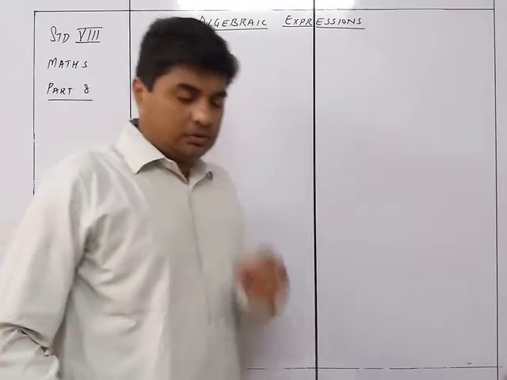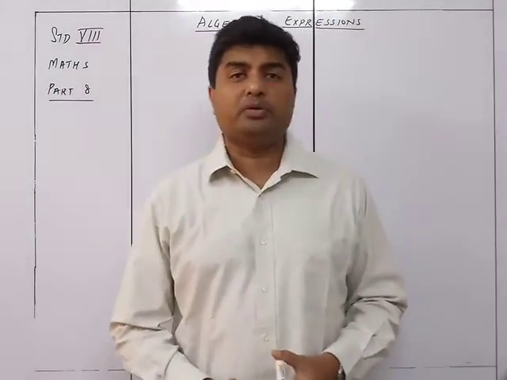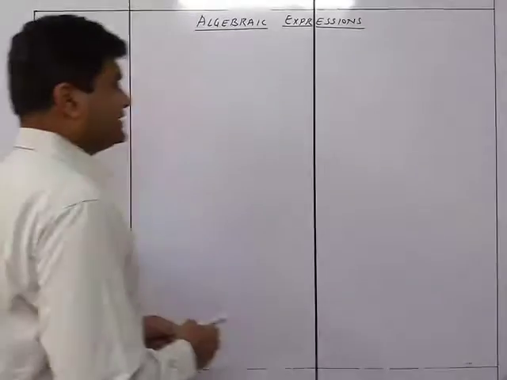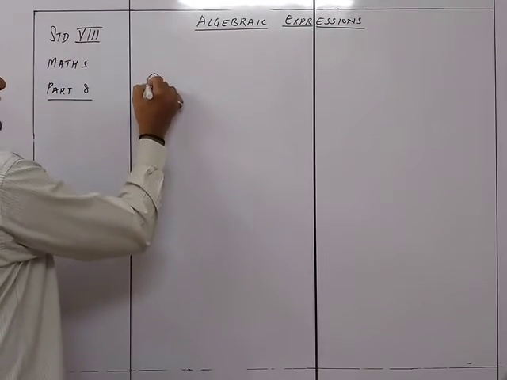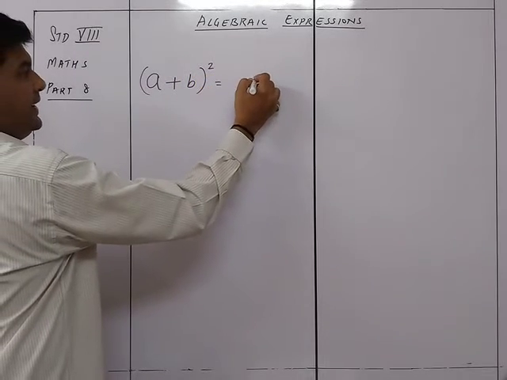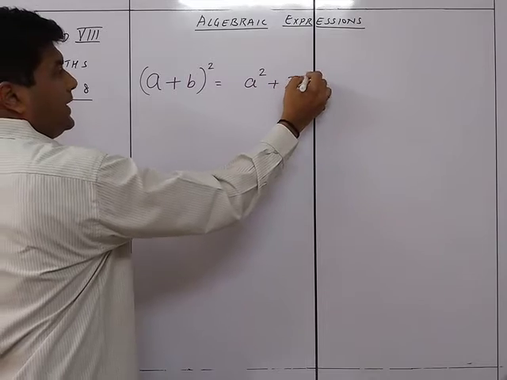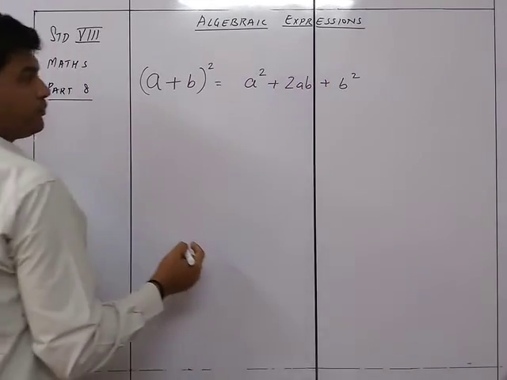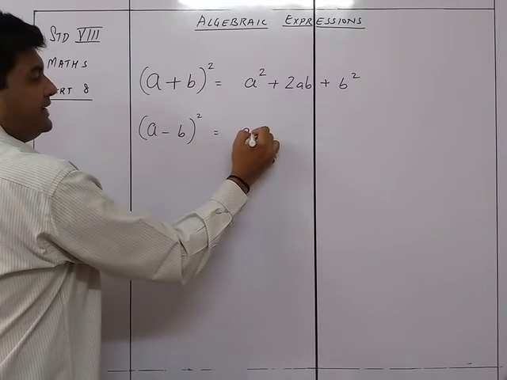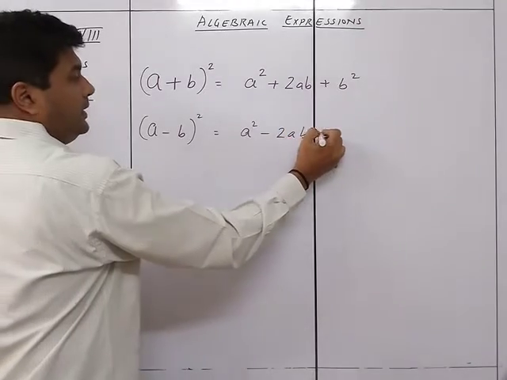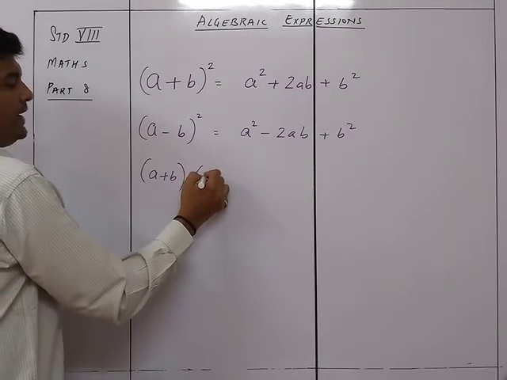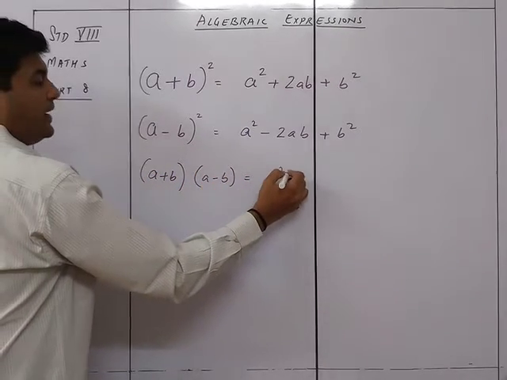So in our previous video, at the end of the video, we just discussed the algebraic identities which are going to be used. So we'll just recap that once again. The algebraic identities we are going to have are: first, a plus b the whole square will be equal to a square plus 2ab plus b square. A minus b the whole square will be equal to a square minus 2ab plus b square, and finally a plus b into a minus b will be equal to a square minus b square.